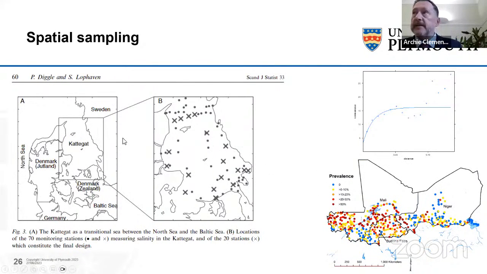I like the map on the left because it's actually showing sampling for measuring salinity in the sea, and it demonstrates that you can do spatial sampling both in terrestrial environments but also in maritime or aquatic environments, depending on what it is that you're wanting to measure.